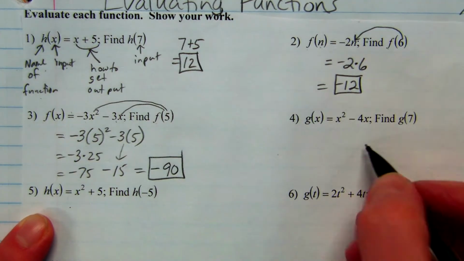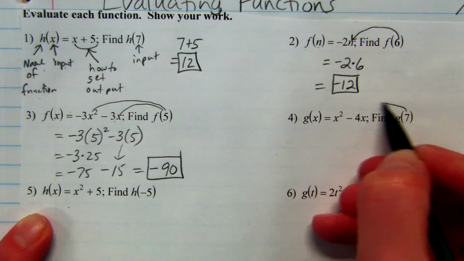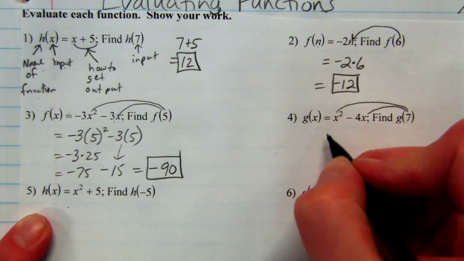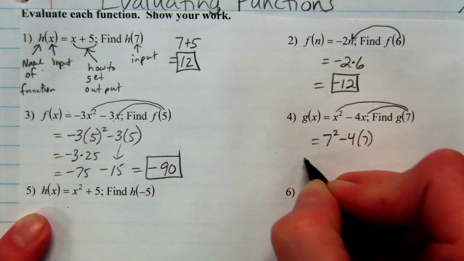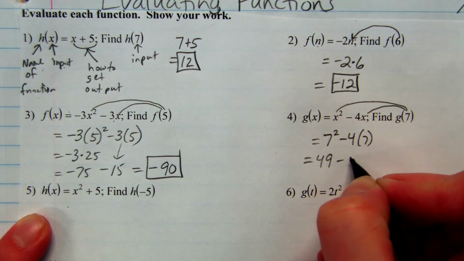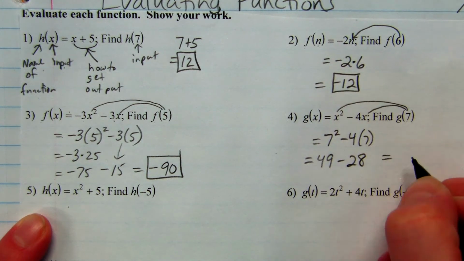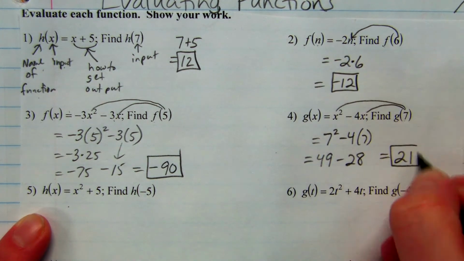So if we go over to number 4, 7 is going to go in for both of the x's. So we will have 7 squared minus 4 times 7, which would be 49 minus 28, which gives us 21.